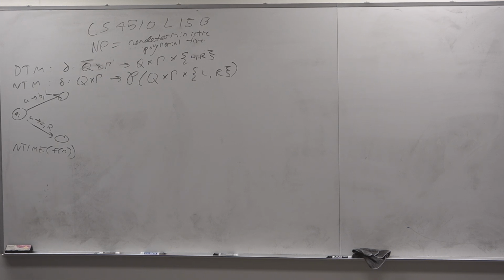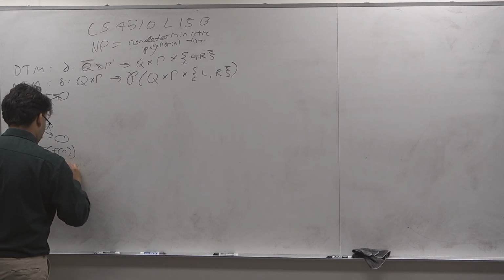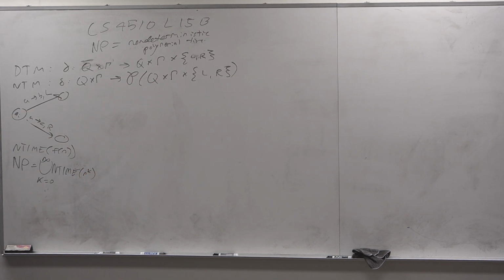If you had to guess, what is NP? The union of NTIME. Okay. That's not the definition we learned of NP in 3510. What is the definition of NP we learned in 3510? Verifiable in polynomial time. We'll prove those two are equivalent.